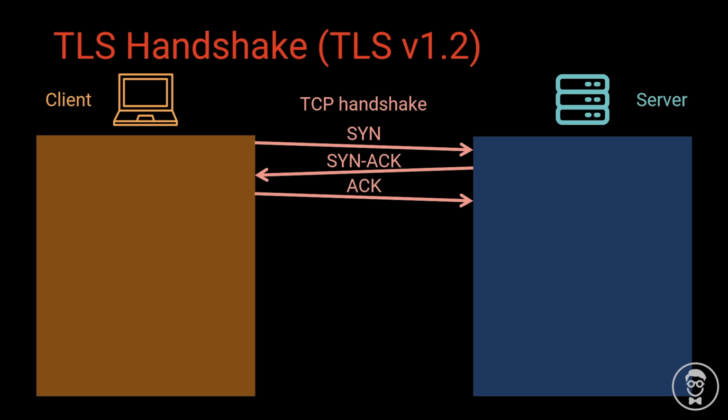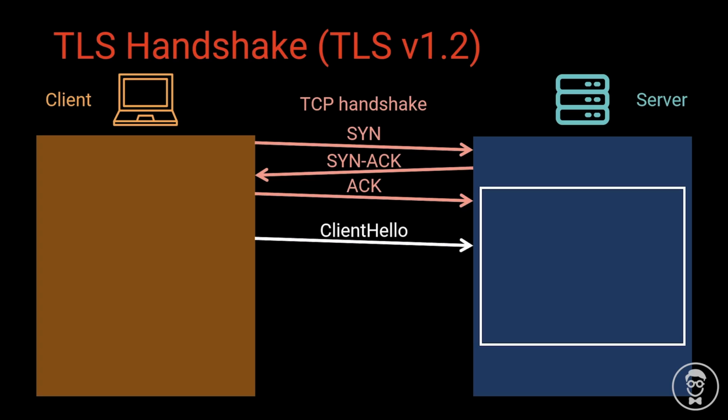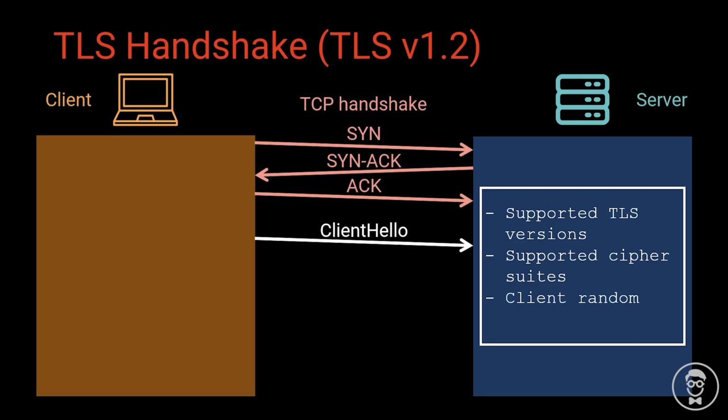With the TCP connection in place, the client sends a client hello message to the server, which includes the supported TLS version, usually 1.2 or 1.3 these days, a list of supported encryption algorithms, known as cipher suites, a random number used for key generation, and possibly the session ID, which can help resume a lost session later.